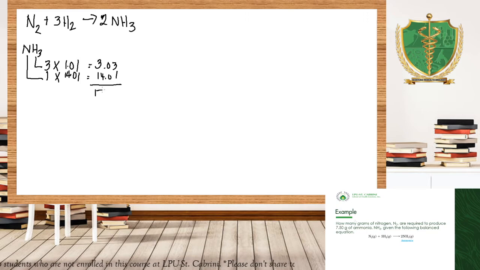This gives us 17.04 grams per mole. Now, again, the question is, how many grams of nitrogen are required to produce 7.5 grams of ammonia? Okay? So, alam na po natin that our ammonia is 17.04 grams. Yung ammonia daw natin is 7.5 grams. So, we are going to look for the mass of our nitrogen.